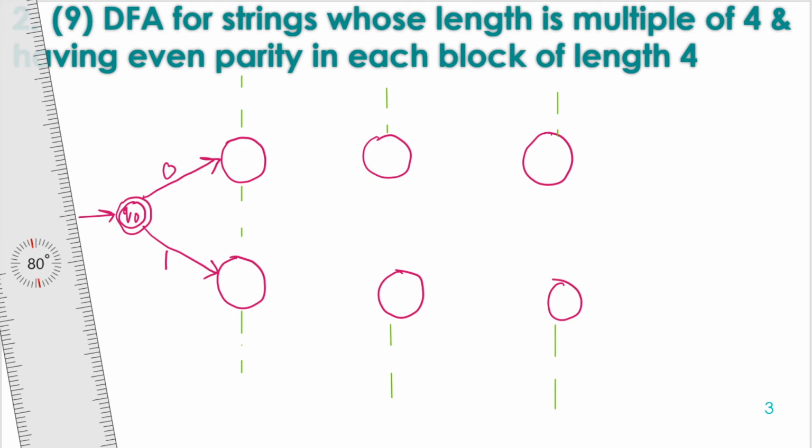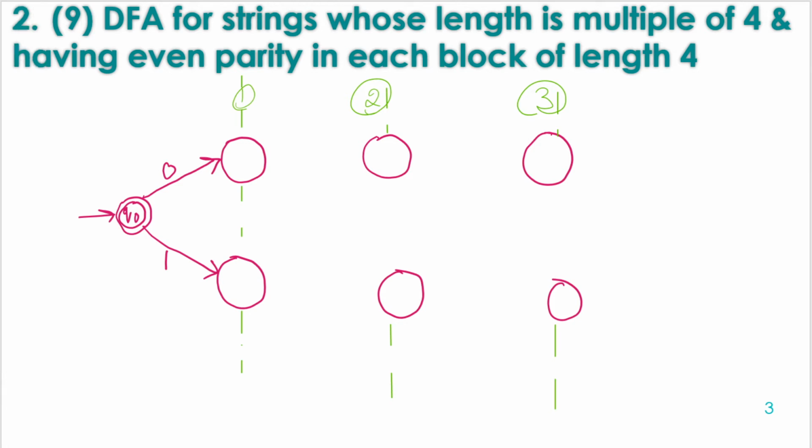Okay, so this is indicating length 1, this is indicating length 2, and this is indicating length 3. So we need to keep track of all these things. So now we need to name these states as even or odd for every length, for every length of input received.